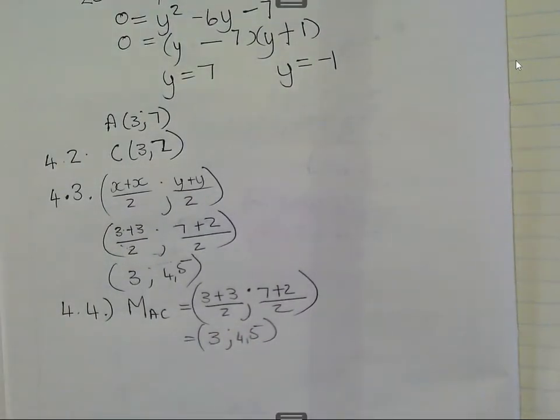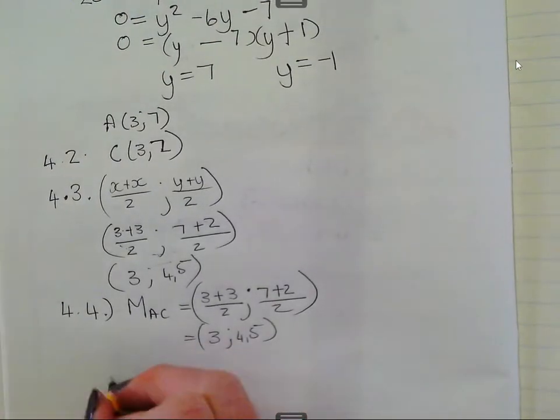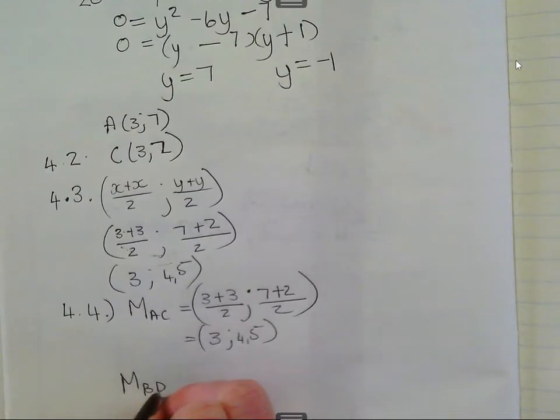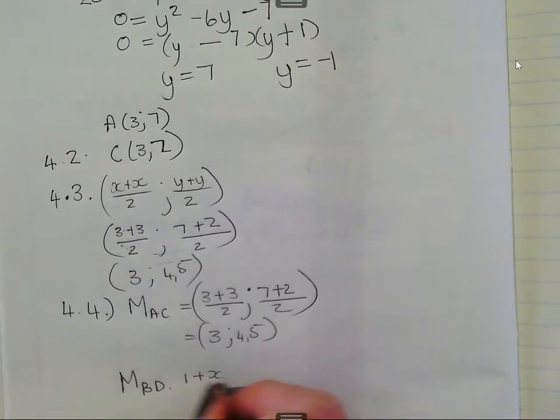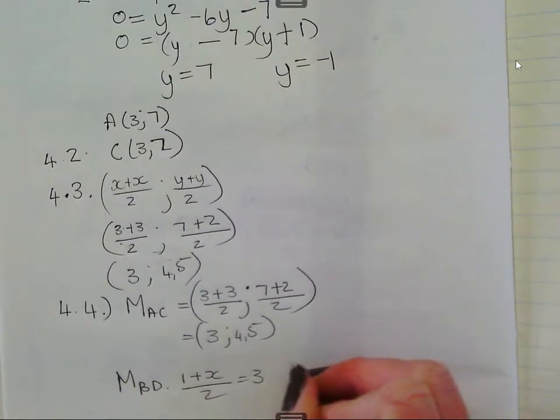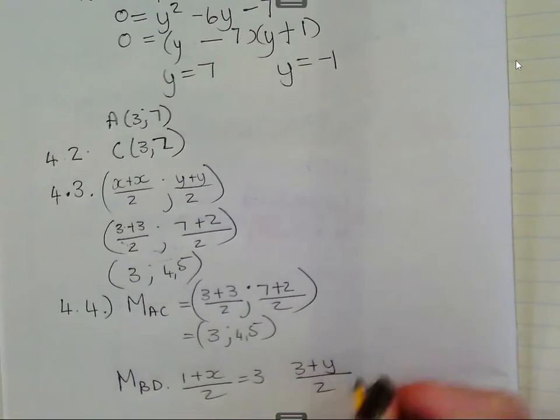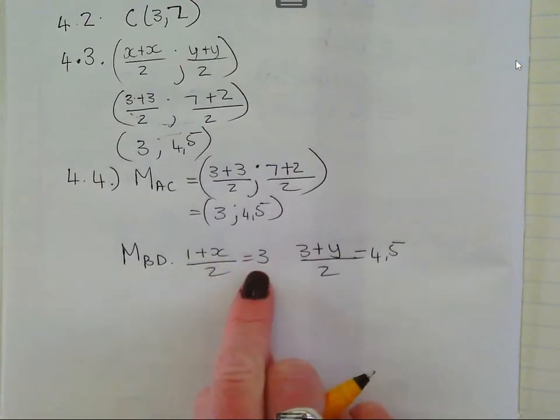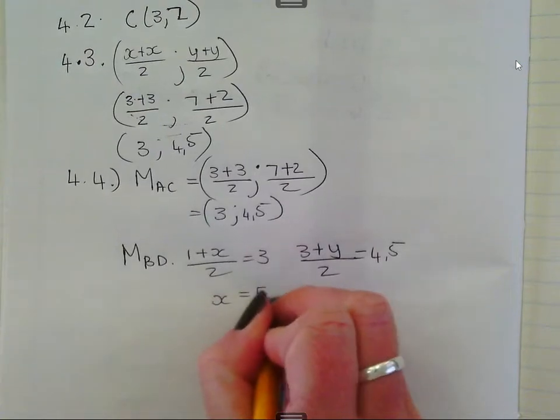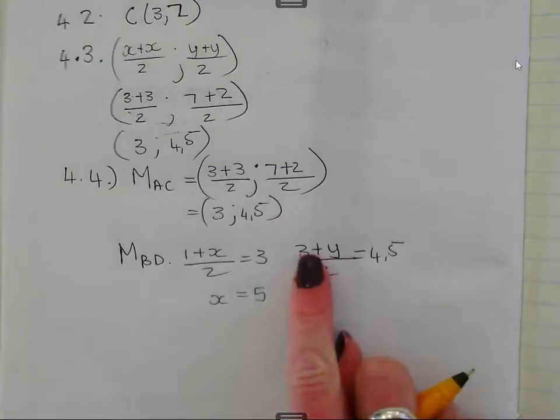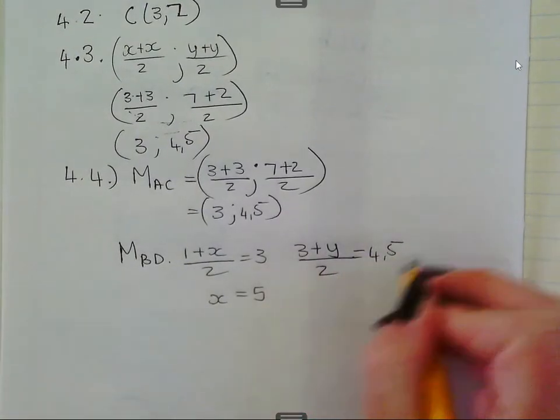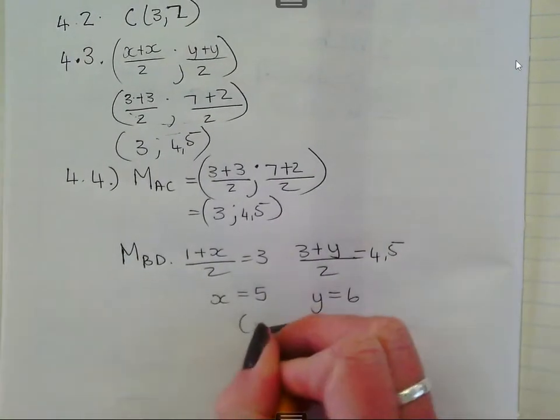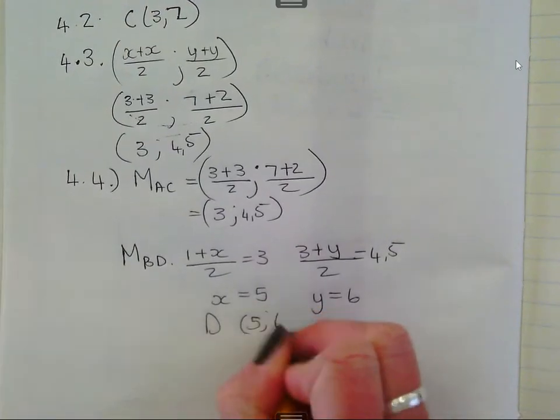Now, I'm going to do it firstly mathematically, and then I'm going to show you a cheat. So with the other one, I'm going to take the midpoint of BD. It's (1 plus x) over 2 must be equal to 3, and (3 plus y) over 2 must be equal to 4,5. So that 2 goes over, it multiplies. So it's 1 plus x equal to 6, and then x is equal to 5. And this one, the 2 goes over, then it's 3 plus y equal to 9, then y is equal to 6. So the coordinate of D is (5; 6).